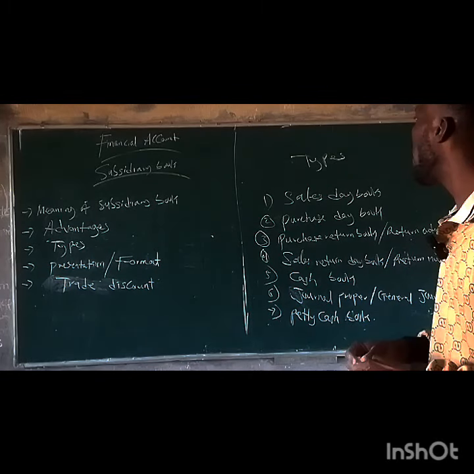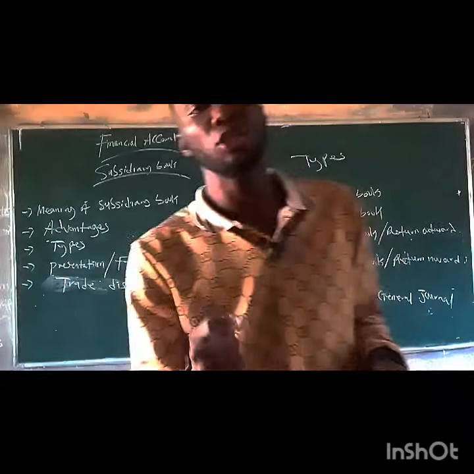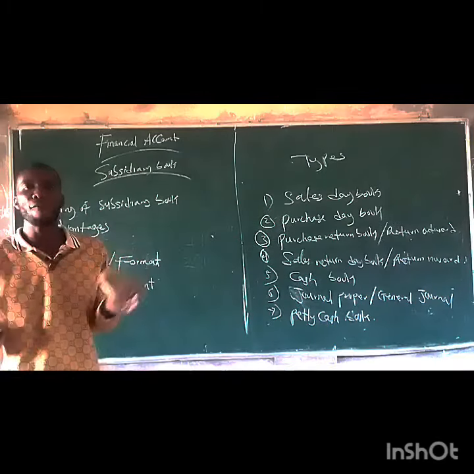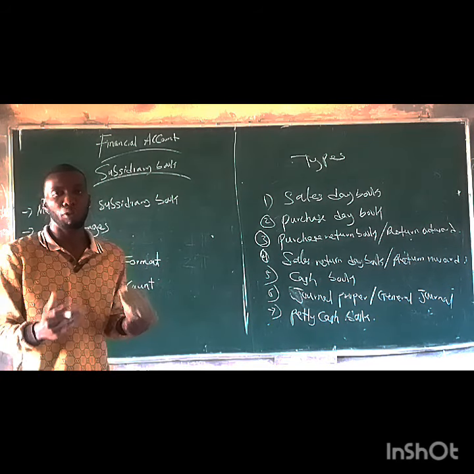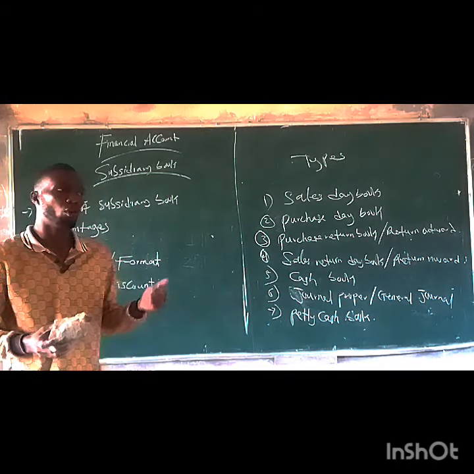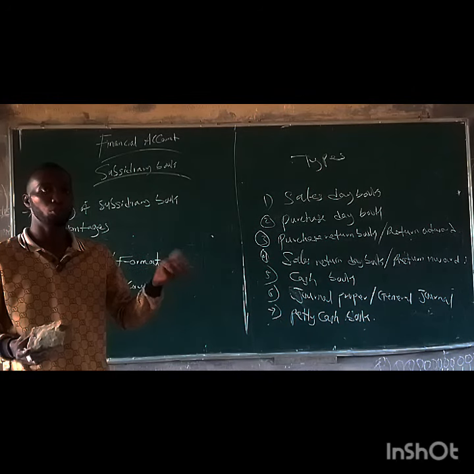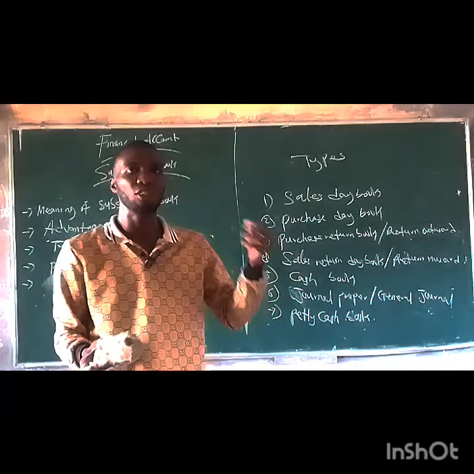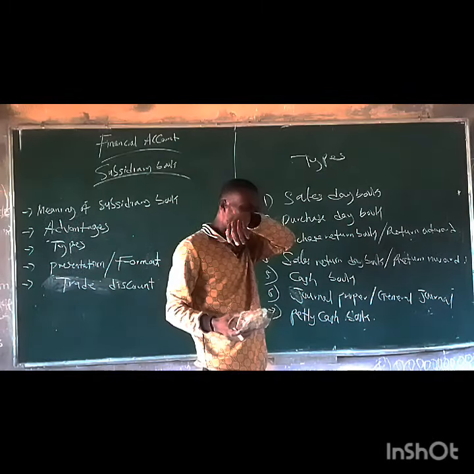Now, what do we understand by purchase day book? A purchase day book is a book that is used to record every credit purchase transaction. Whenever you buy something on credit, for instance, you purchase goods from the supplier, the people that supply you goods, but you did not pay for it, that is, you are getting it on credit, it appears in the purchase day book.